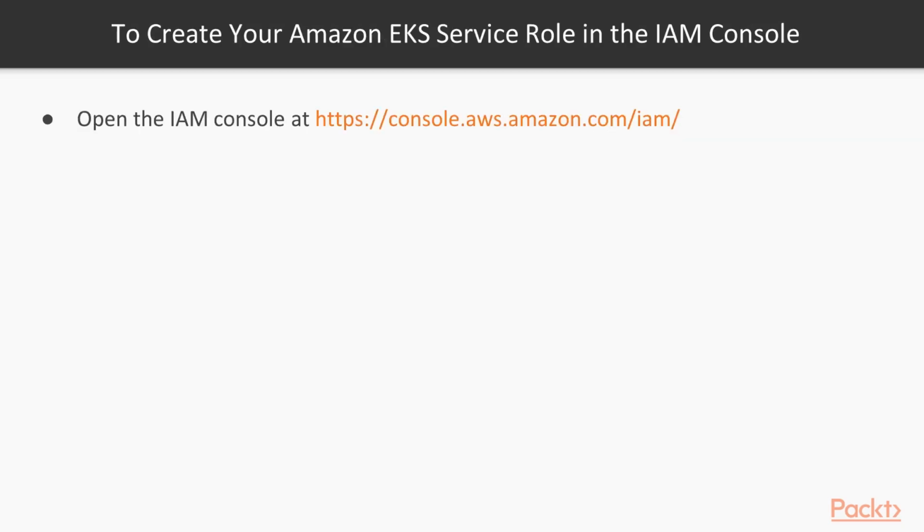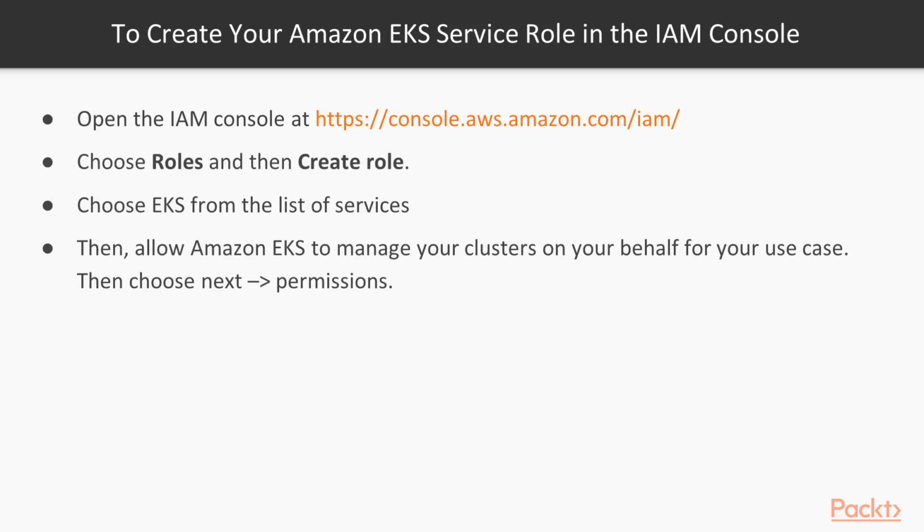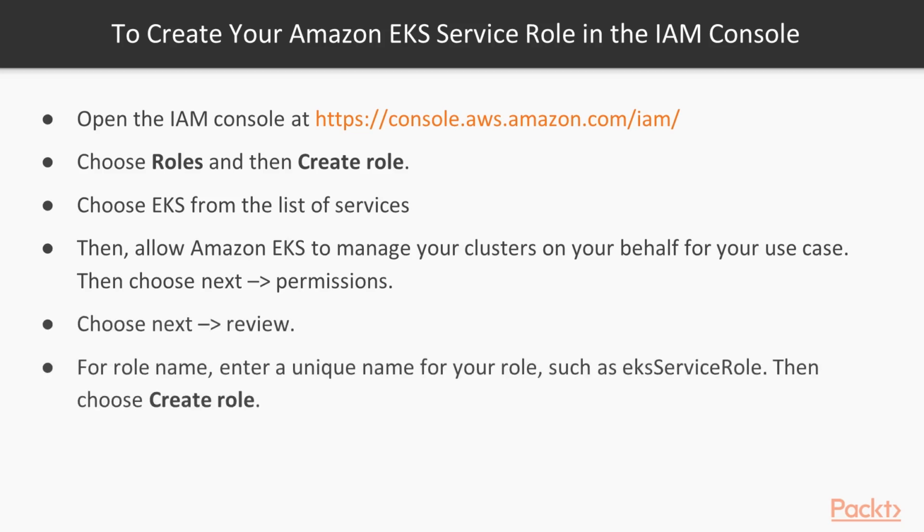To create your Amazon EKS service role in the IAM console, you open the IAM console at the following address, choose Roles, then Create Role, choose EKS from the list of services, then allow Amazon EKS to manage your clusters on your behalf for your use case. Then click Next Permissions. Then choose Next Review. For role name, enter a unique name for your role, such as EKS service role, then choose Create Role.